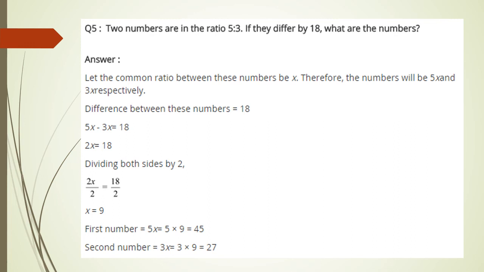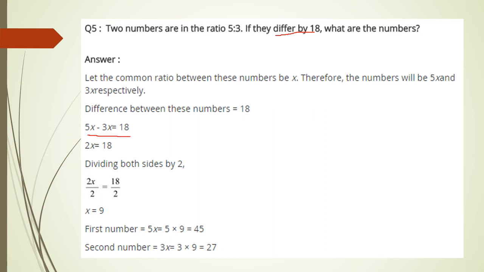That means 5x minus 3x. We obtain the difference by subtracting. 5x minus 3x equals 18. I hope you understood how it came. 5x minus 3x equals 18 because they said that they differ by 18. They differ by 18 means the difference between these numbers is 18. The numbers are 5x and 3x. So 5x minus 3x equals 18.